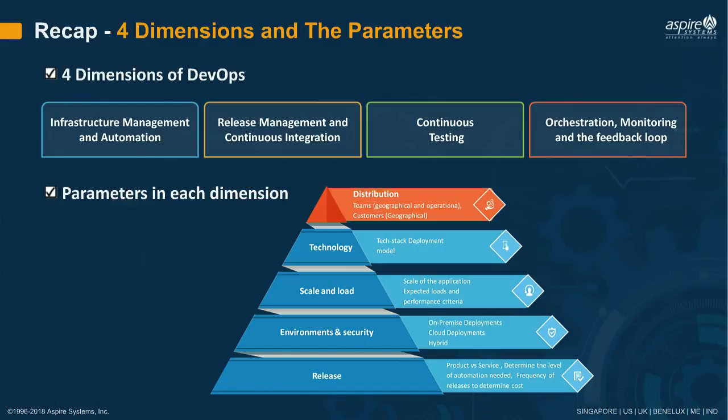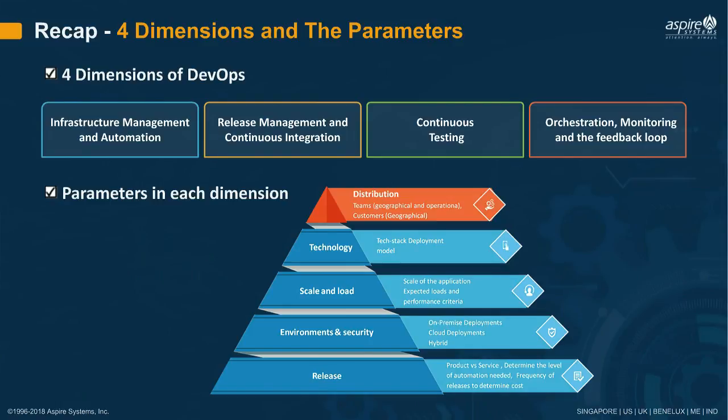The third parameter is scale and load. Depending on the scale and load of your application, the operations and the tools that you choose would change. Everything needs to adapt to the scale and load of the application. And the fifth parameter is environments and security. It depends on whether your application is deployed on the cloud, in a hybrid model, purely on-prem, or is a completely internal application locked within a smaller group. So environments and security play a major role.